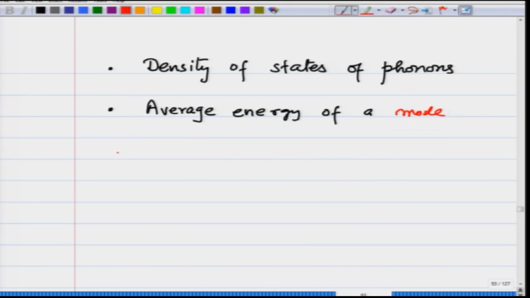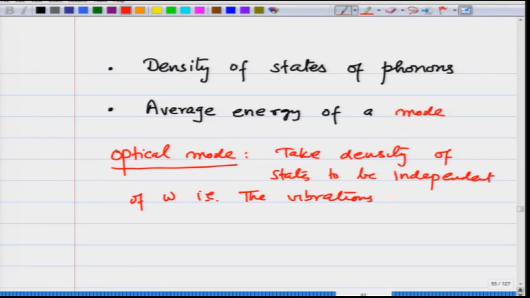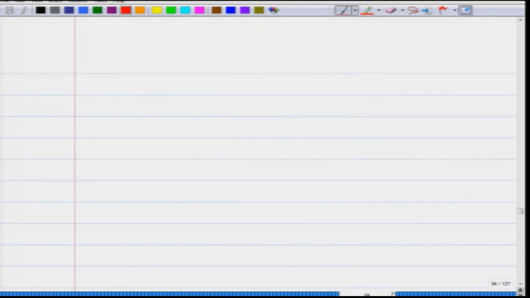So, let us see what we did. We said if I have an optical mode, in this, take the density of states to be independent of omega, and that means the vibrations are all at the same frequency. And this we call the Einstein model.